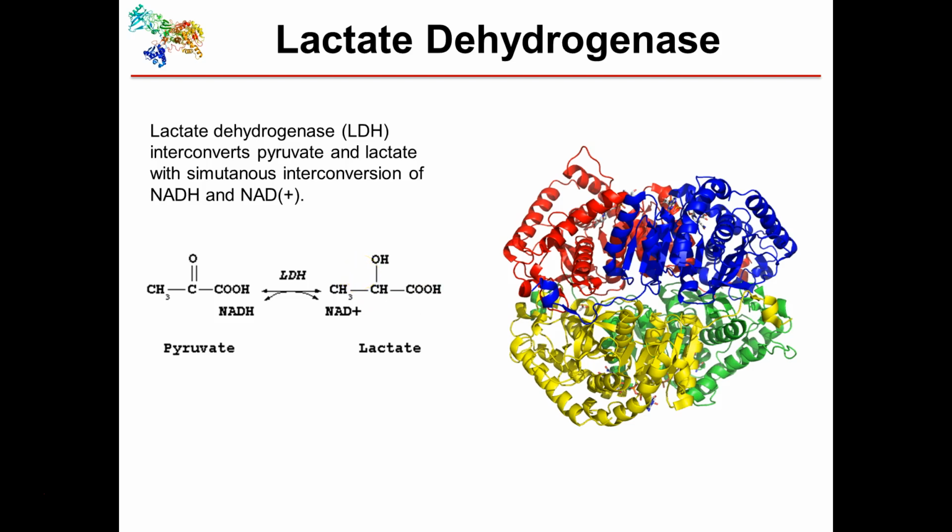And an example of an enzyme that does this is lactate dehydrogenase, and it converts pyruvate to lactate. It requires NADH to do this and releases NAD+. So this NADH is the coenzyme in this example.